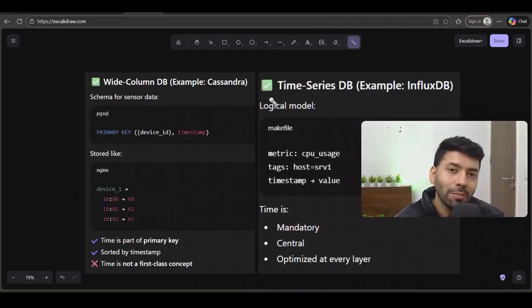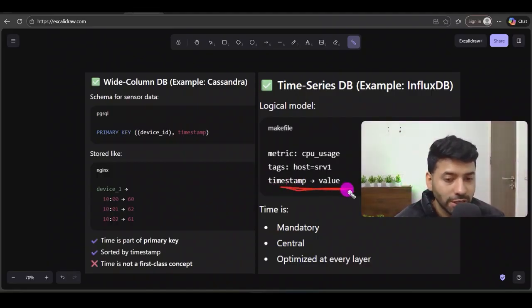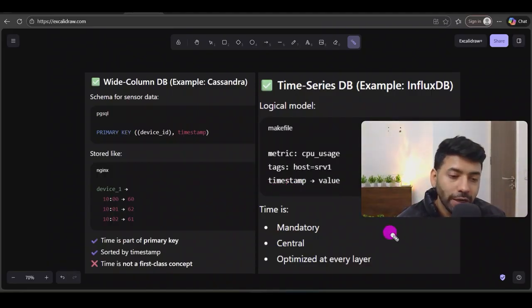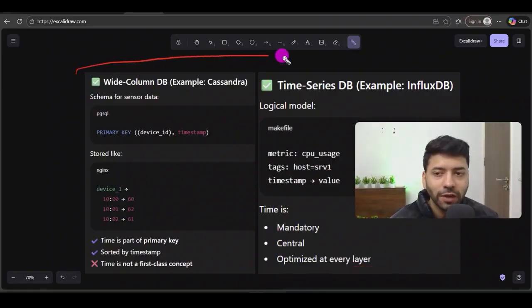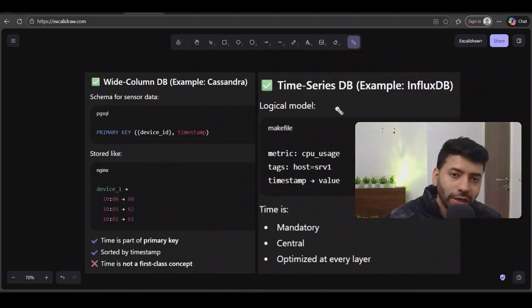Now let's see data modeling in a time series database. Examples are Influx or Prometheus. You will have something like this: CPU usage is the metric, host and region are tags, and then you have a value corresponding to the timestamp. When you see the data, it would be like time, and corresponding to time you will have the value. So time is mandatory, central, and optimized at every layer. This was the difference between a wide column database and a time series database in terms of data modeling.